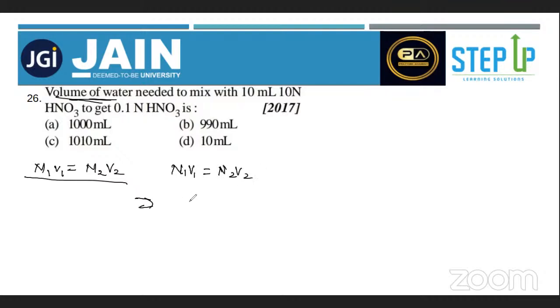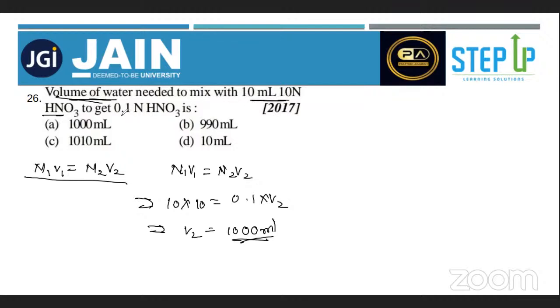Now I can see the number of moles here. In the case of normality, first is 10. Volume is also 10 ml. And then in the second case, the normality given is 0.1. Volume is not given here. So if I'm trying to find volume from here, it will become 1000 ml. But this 1000 ml is the volume of what? This is 10 ml, 10 Normal HNO3.